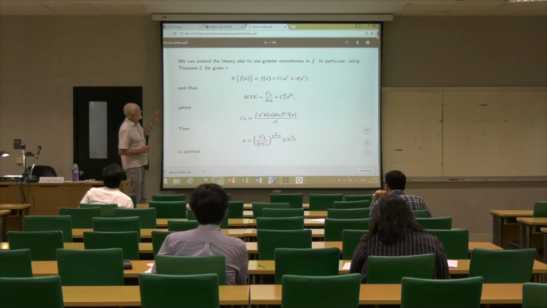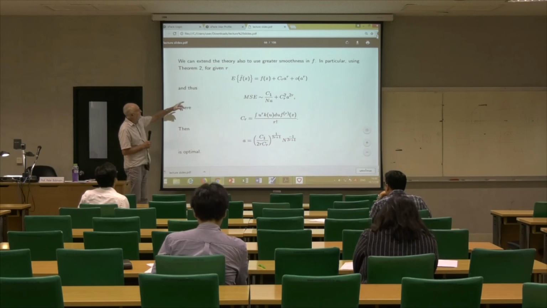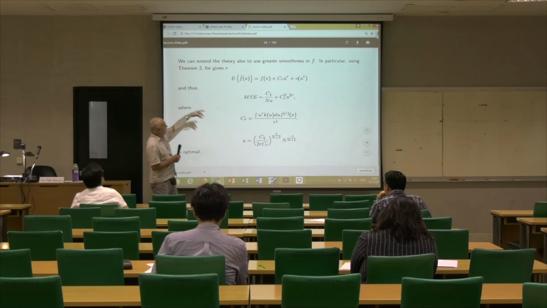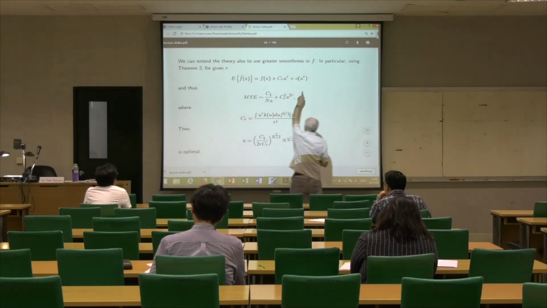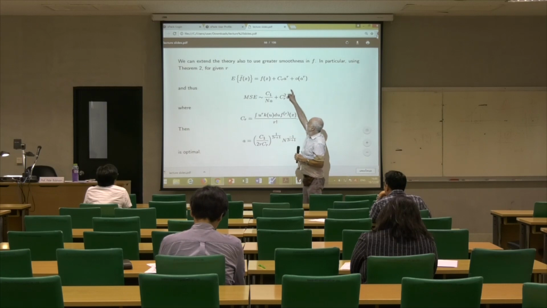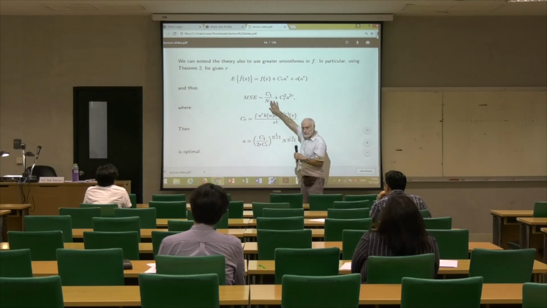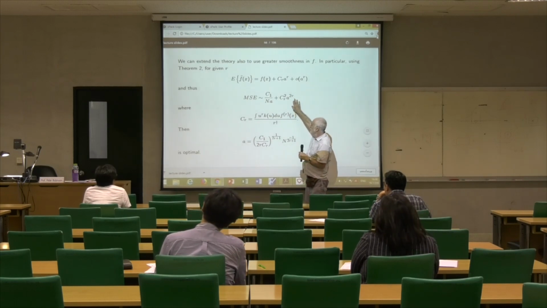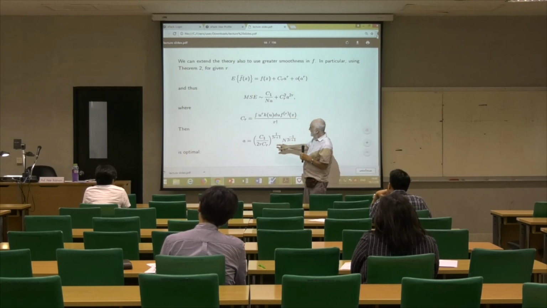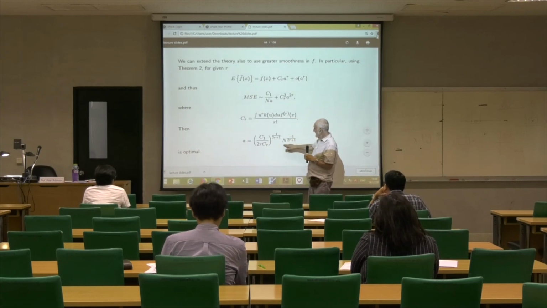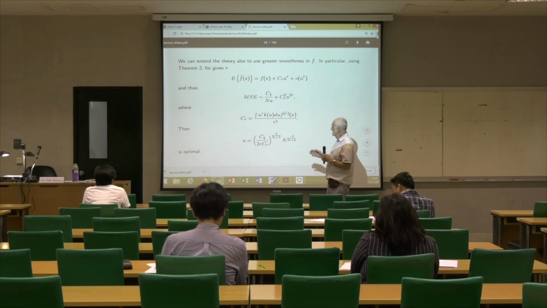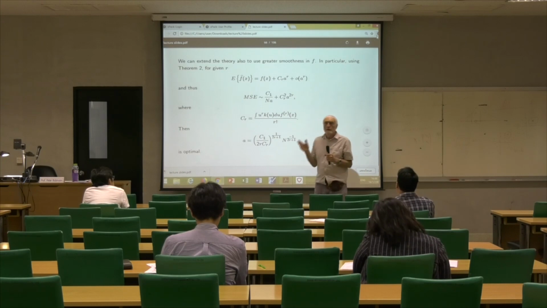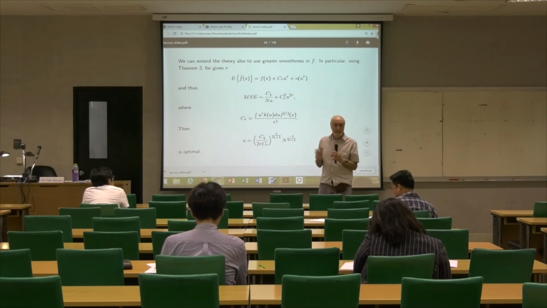We can extend this theory to use greater smoothness in F. So using theorem 2, if R is some other number like 6 or something, we get this result, where we've got the bias of order a^R and something of smaller order. The mean squared error then will have the same kind of variance, same order, but the bias will be even smaller. And there the optimal a has a different rate, also a different factor, but the rate is n to the -1 over 2R plus 1. So in other words, if you have greater smoothness, you should choose a to be larger, which makes sense, doesn't it?